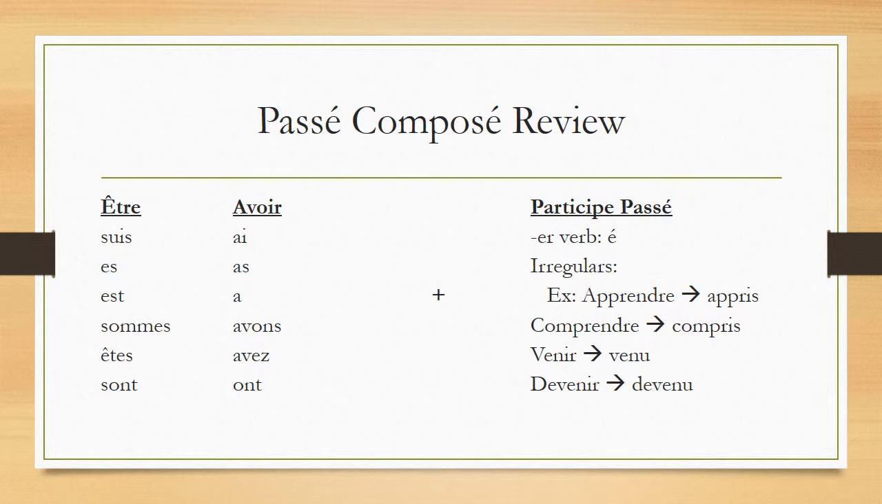Some of them have kind of a pattern, so like apprendre and comprendre both end in re, and they end in is, so appris and compris. And then ir verbs, some of them end in u, like venir and devenir, become venu and devenu.